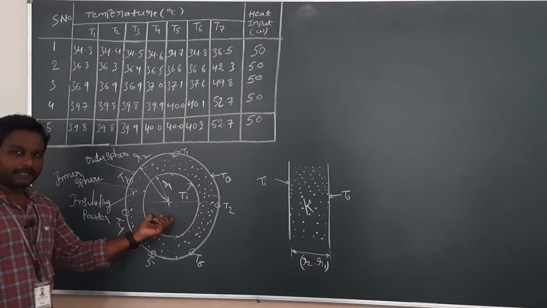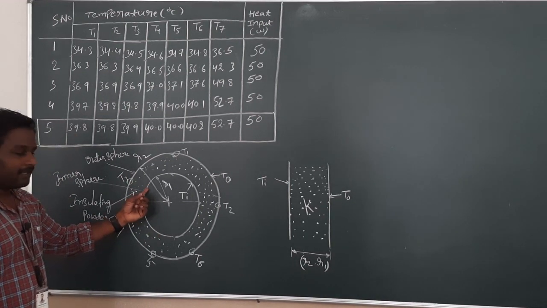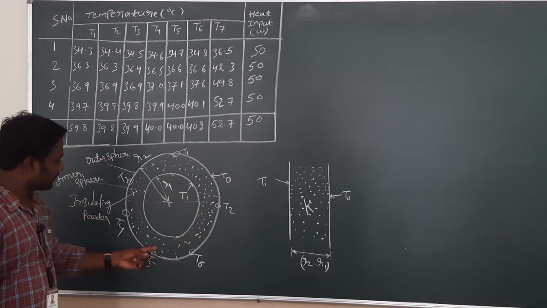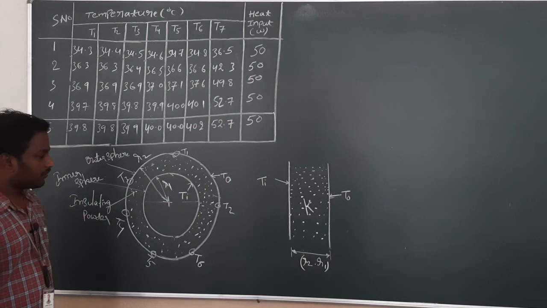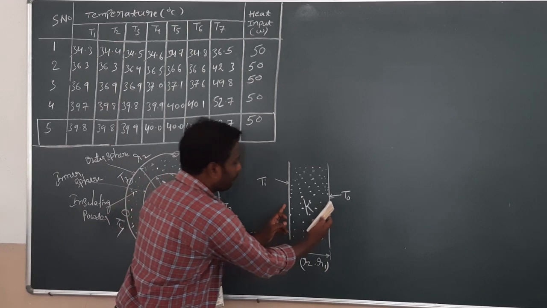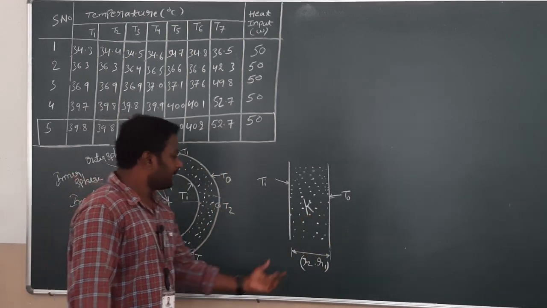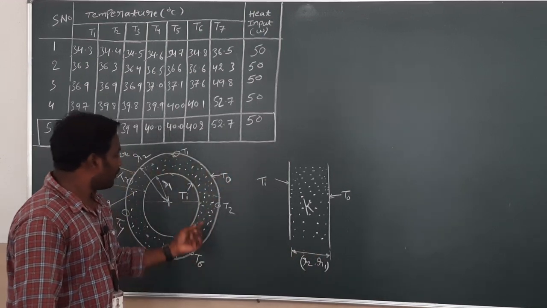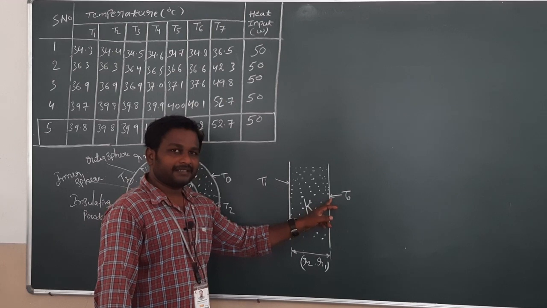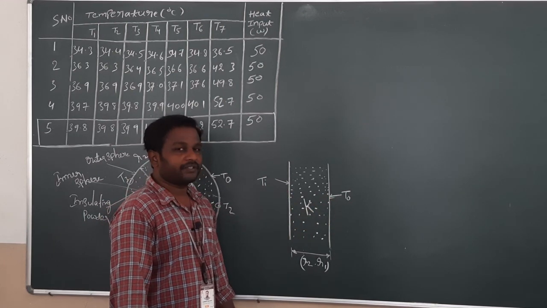And this is the block diagram of the concentric sphere. This one is the inner sphere surface, this one is the outer sphere surface, and this is the insulating material provided. Here we considered this concentric sphere as a plane wall, where K is the thermal conductivity of the wall, the thickness of the wall is R2 minus R1, the outer surface temperature is T0, and Ti is the inner surface temperature.